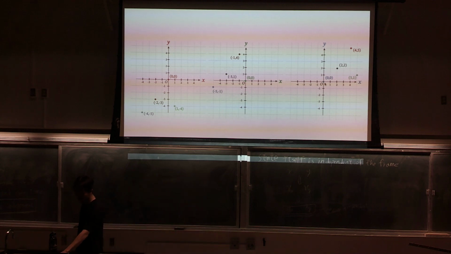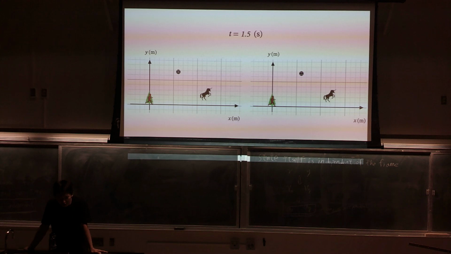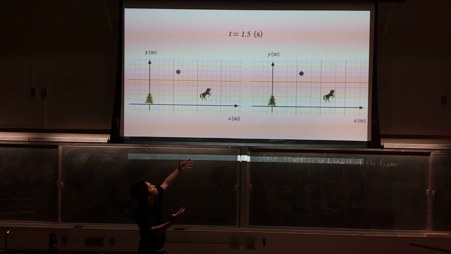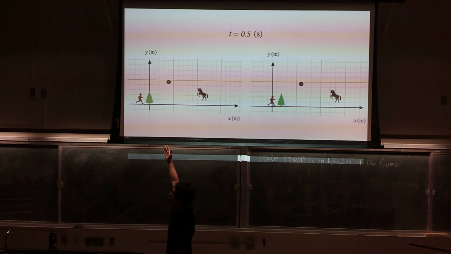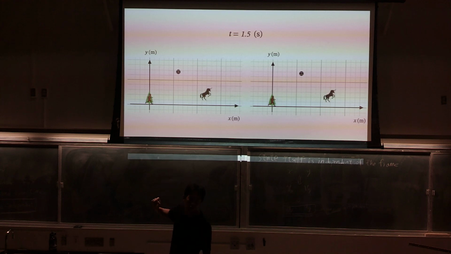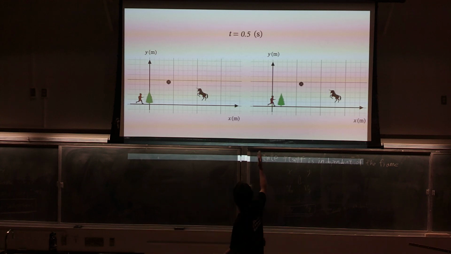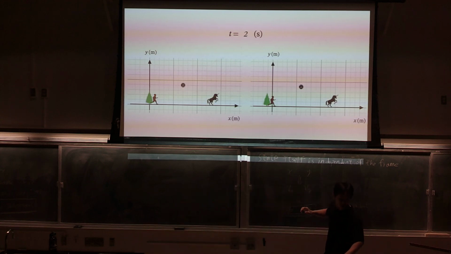So let's see some motion. This is a tree, a boy, a baseball, and a unicorn doing whatever they're doing. The left-hand side is how the motion looks in the tree's frame. You can see the tree is always at the origin. It represents what the tree sees that's happening. The right-hand side is the boy's frame. It represents what the boy thinks is happening.